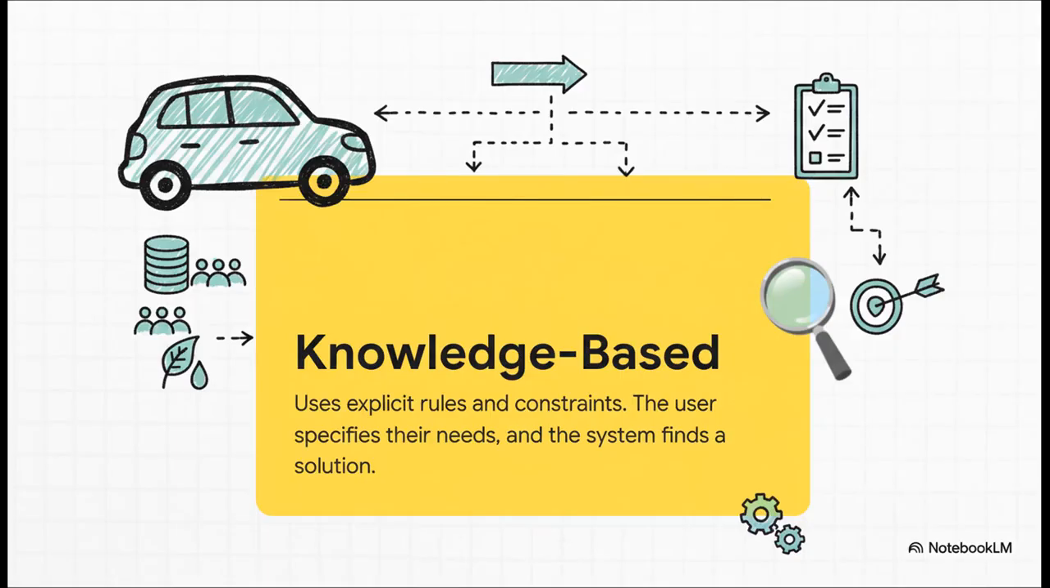And then there's a third type, which is a little different. Knowledge-based systems. You see these a lot for big, complex purchases. Instead of trying to guess what you like from your past behavior, they just ask you what you need. Think about a car website that asks for your price range, how many seats you need, and what kind of fuel economy you're looking for. It's less about predicting your taste and more about satisfying your specific requirements.